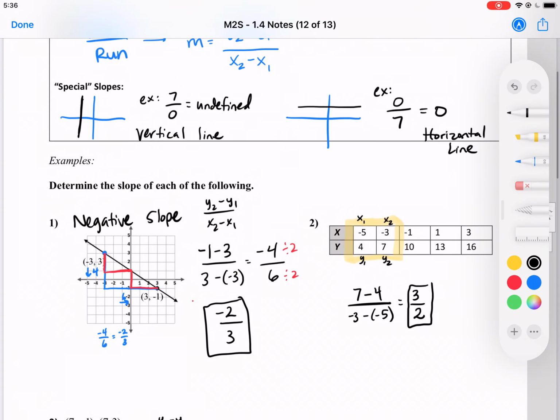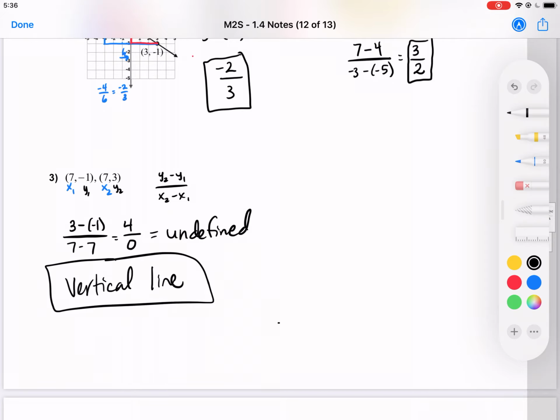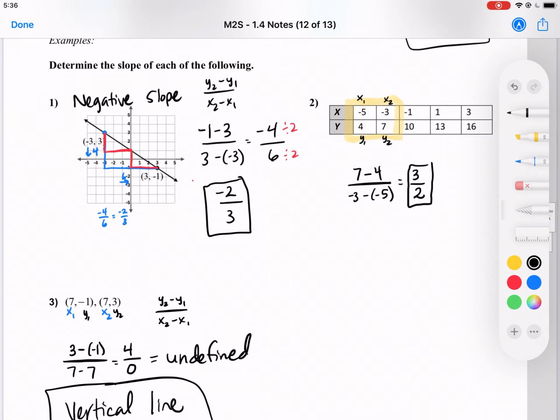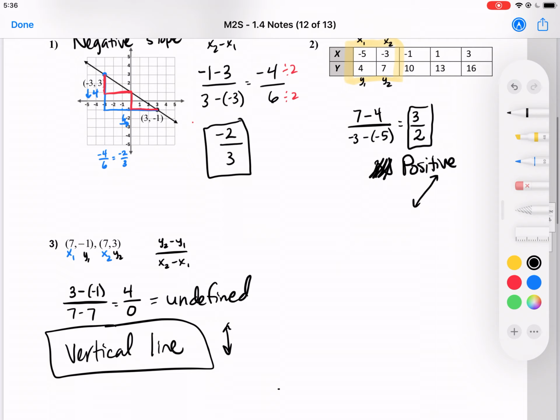what I told you before is there are 2 different types of special lines. If you have a 0 on the bottom, that means it's undefined, which means it's actually a vertical line. So this is undefined, and we do need to state that this is a vertical line. I forgot to state what type of slope number 2 is. It's not negative, but a positive slope, meaning the line is going to be going up like this. A vertical line will look like that, and a negative slope looks just like this line drawn already. All right, that is slope for you.